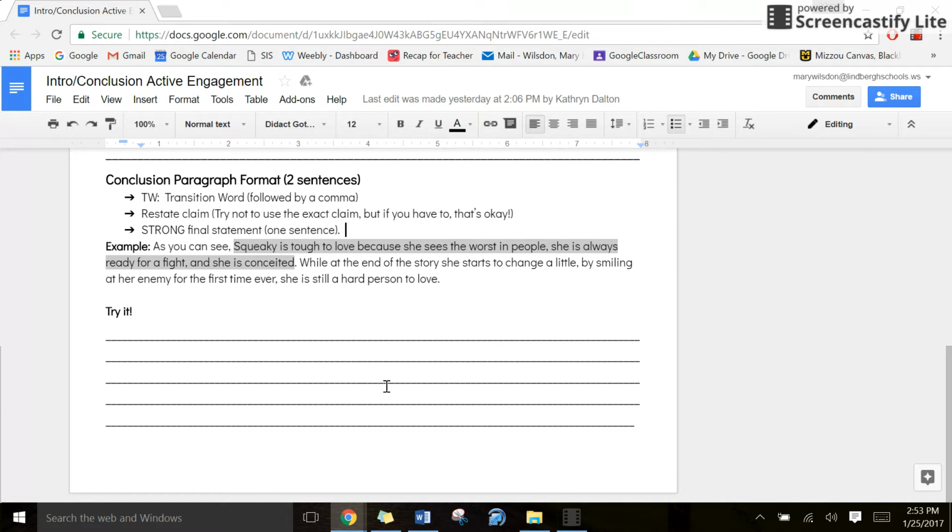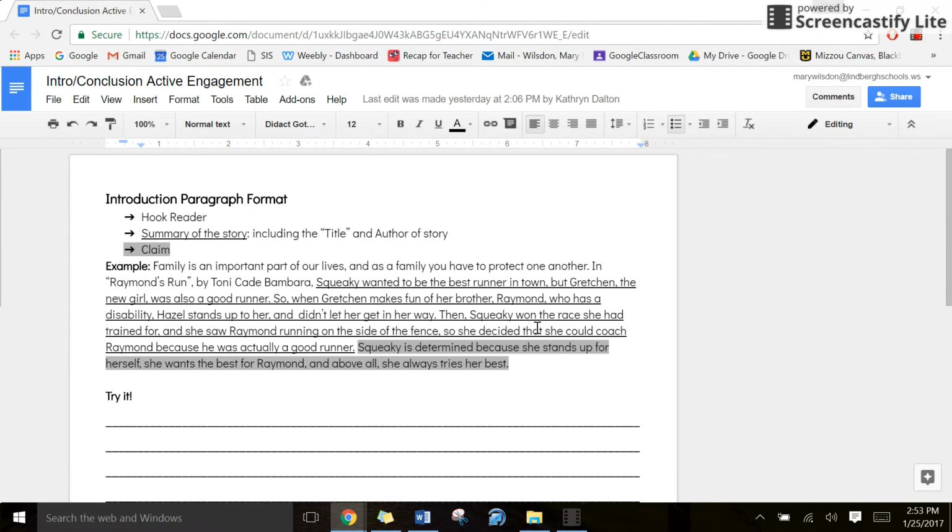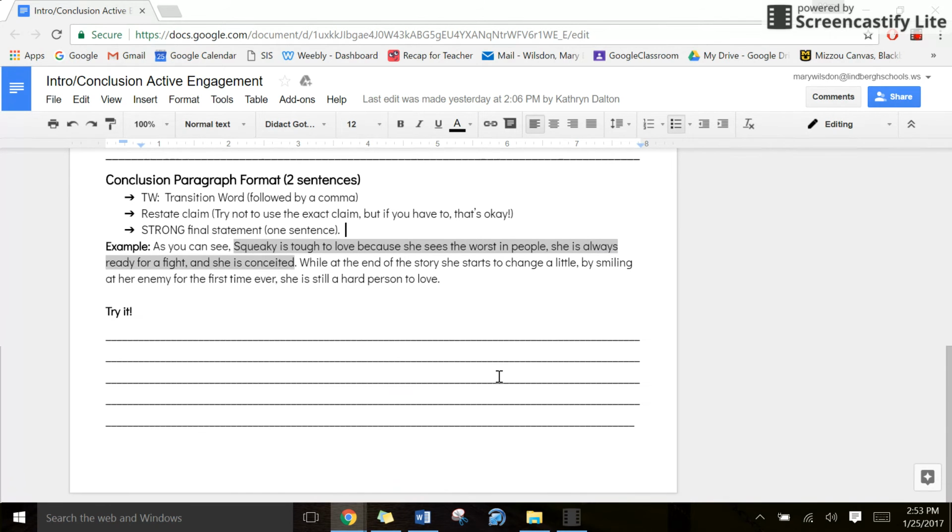So, yet again, tomorrow you're going to try it on your own. But the really big takeaway I want you to think about is your hook really matters, your summary really matters, and it all needs to start to narrow down to your claim. And just like your introduction, your conclusion should start really narrow and start to go a little bit broader. So that's a little bit about what we're going to be doing tomorrow.